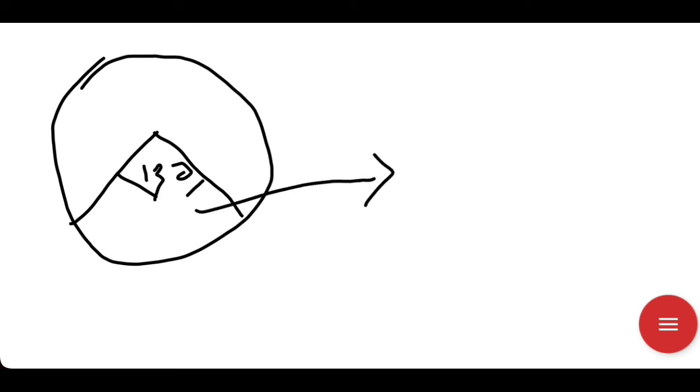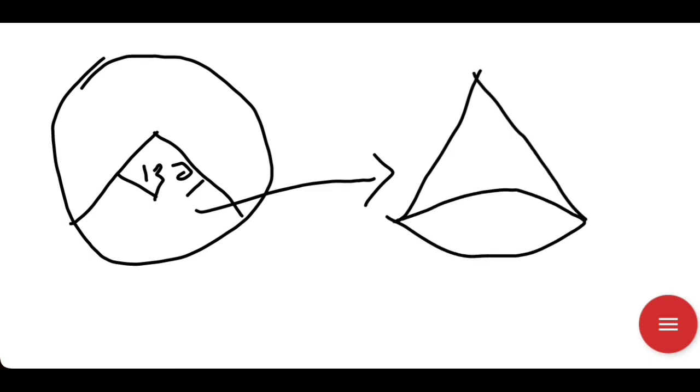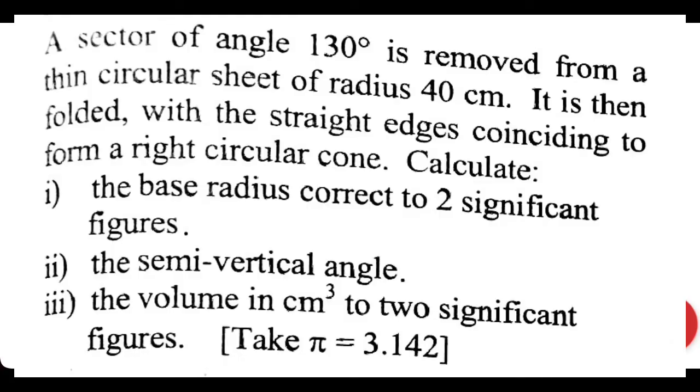So this part is then folded to form a cone. The cone has a height, a slant height, and a radius. So here again, we need to understand the relationship between the circle and the cone. Now, if you look at the radius of the circle, when the sheet is folded to form the cone, the radius of the circle has now become the slant height of the cone.